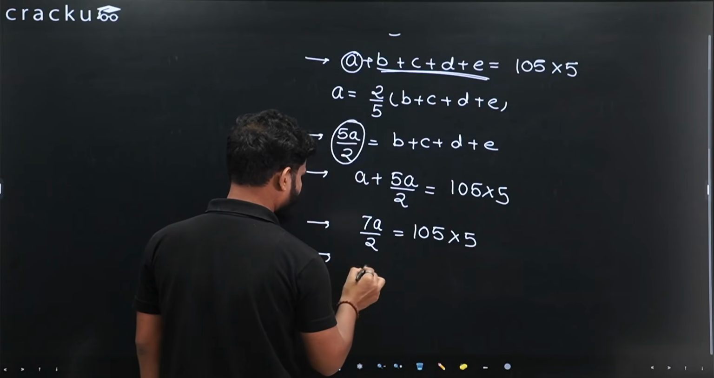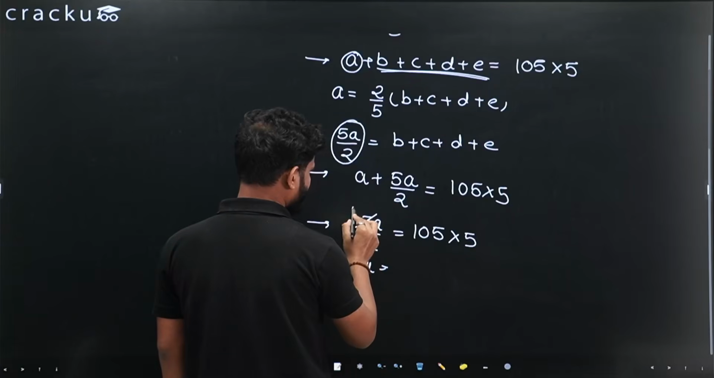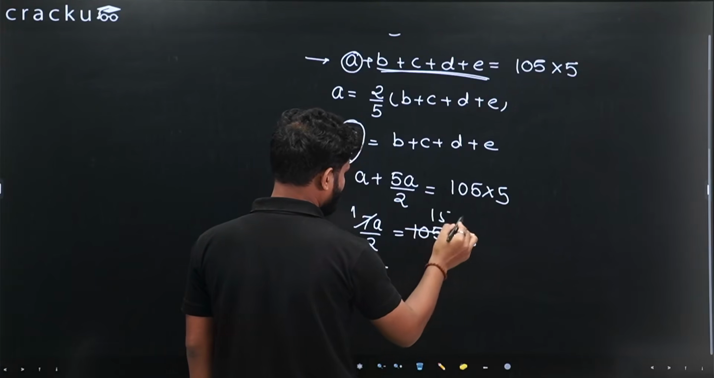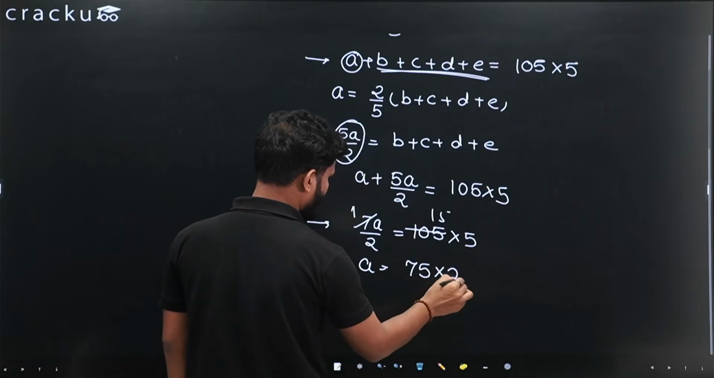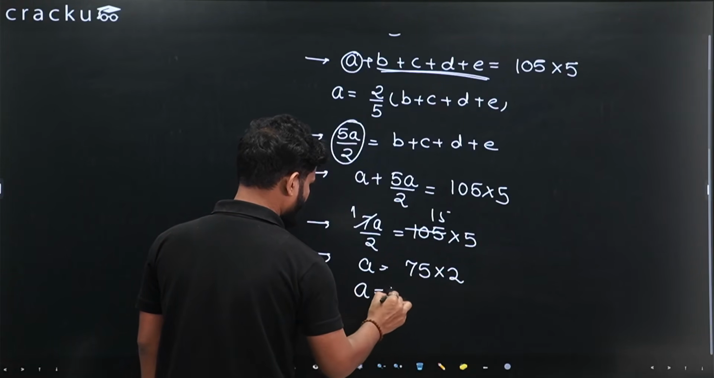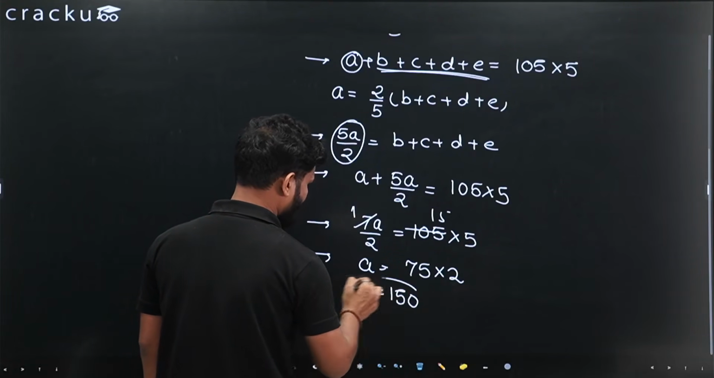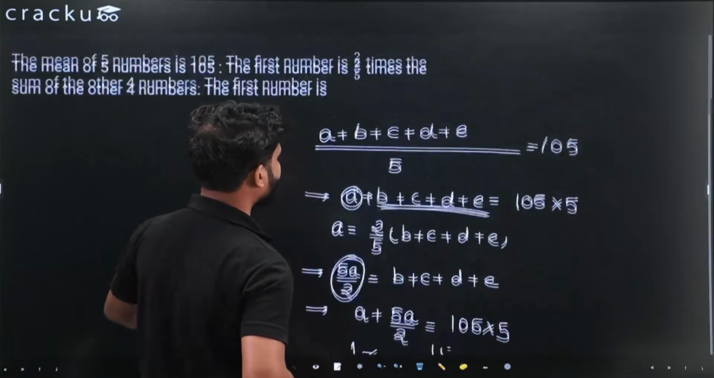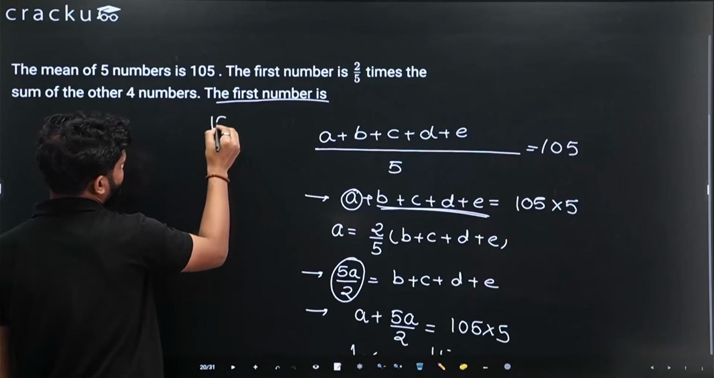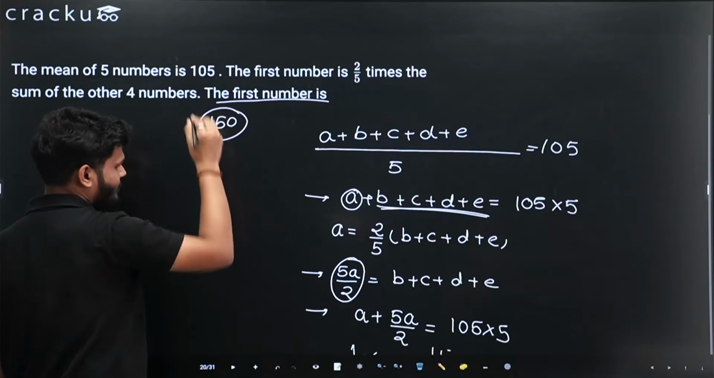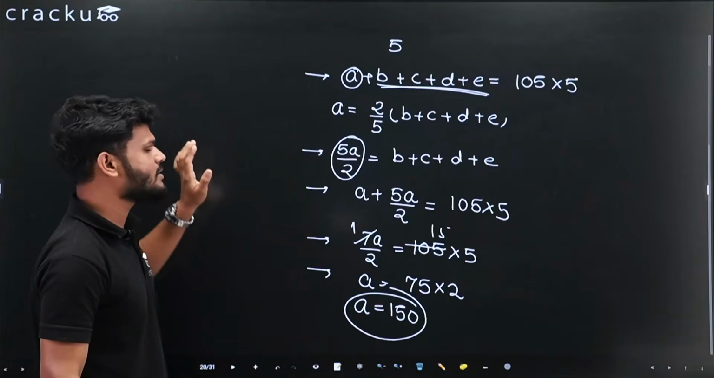From here, I get A is equal to 7 1s are 7, 7 15s are 105. So 15 into 5 is 75 multiplied by denominator 2. So A will be equal to 150. So A is the first number and we have to find the value of the first number. It will be 150. So this is how you can solve the question.